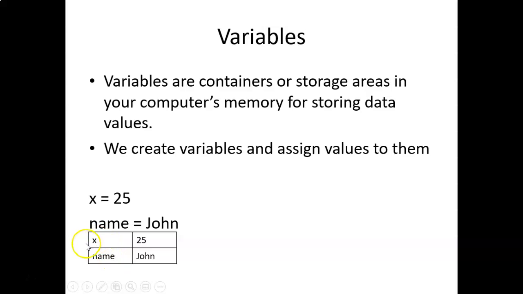So conceptually, in memory, you'll have a label associated with this memory value that stores 25, and you have a label called name that's associated with this value of John. If you want to reuse these values, you can simply reference their variables, their labels. In this case, it's x, and in this case, it's name. So we could print x, 25 would display, we could print name, and John would display.